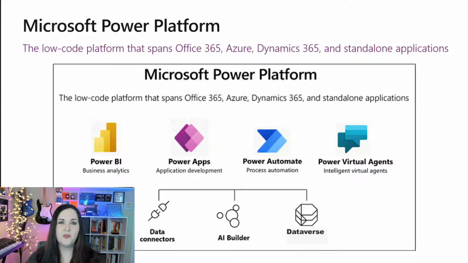All of these tools are built on top of the Dataverse database system. And we can take advantage of these things called connectors, which are just wrappers around an API that let us connect to various applications and services. The Power Platform also has AI Builder baked into it, so we can bring AI functionality like object recognition and forms processing to the Power Platform solutions that we build.